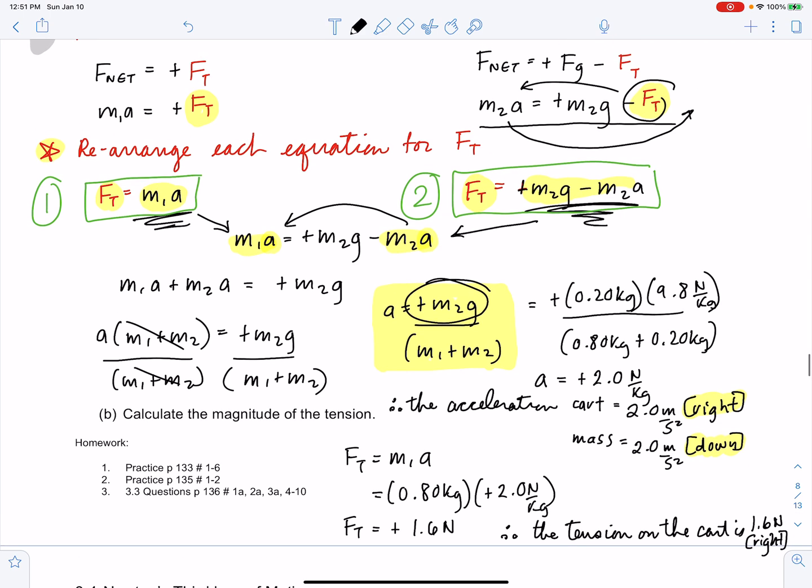All right, you'll be doing some examples. You'll be doing the hanging mass sliding cart example over again in the homework. And then we're also going to introduce friction in the homework. Stay tuned for a video that shows you how to incorporate friction for these examples.